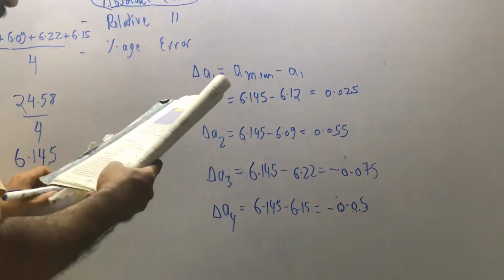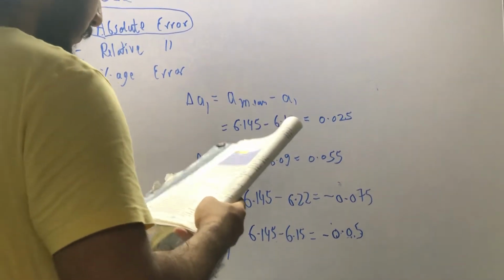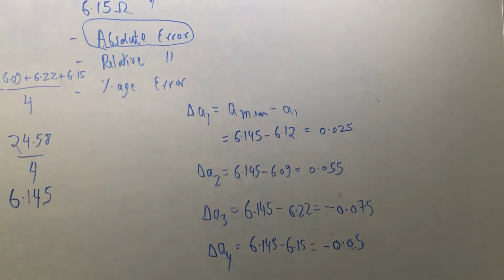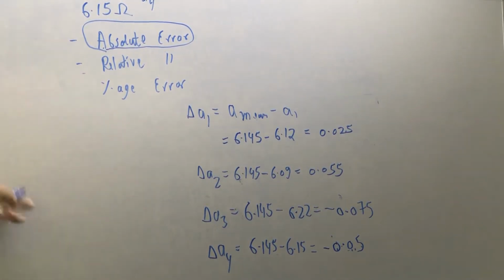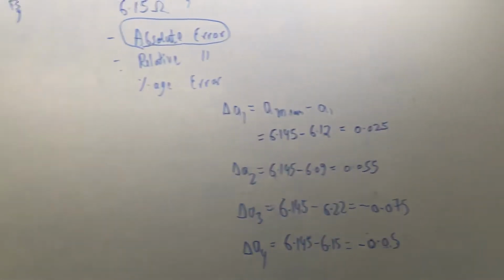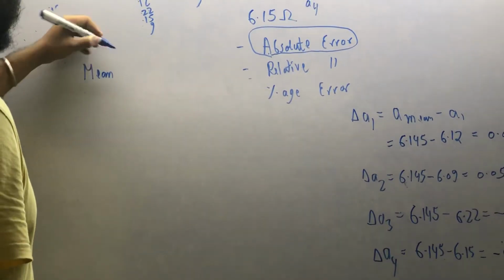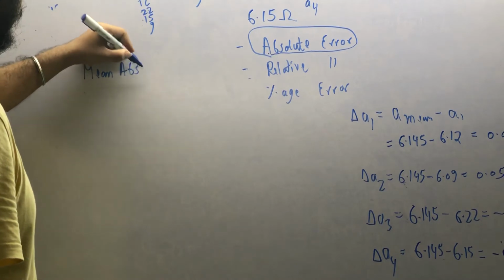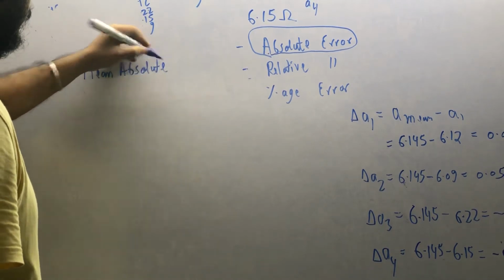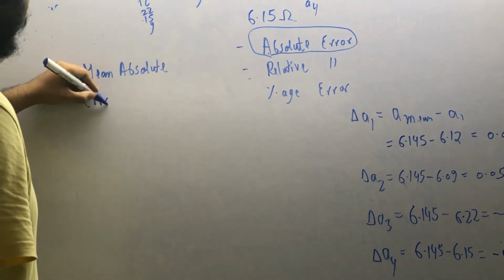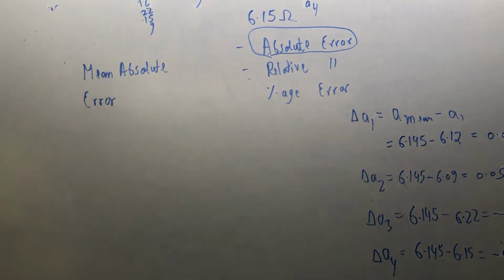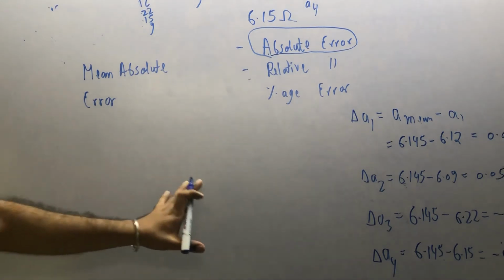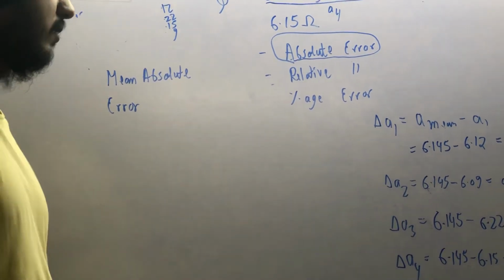Okay, so now we have to basically find out the mean absolute error. Just keeping in mind, take it till 3 decimal places only. Okay, not a problem. No need to include the concept of significant figures in this one because in the book they have not used it.